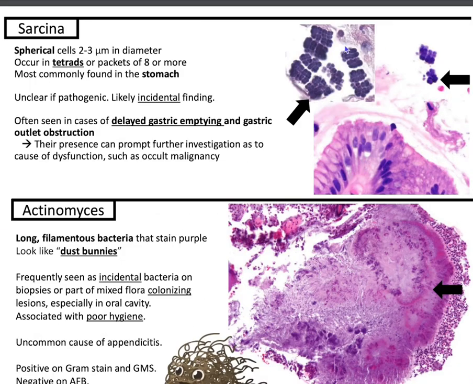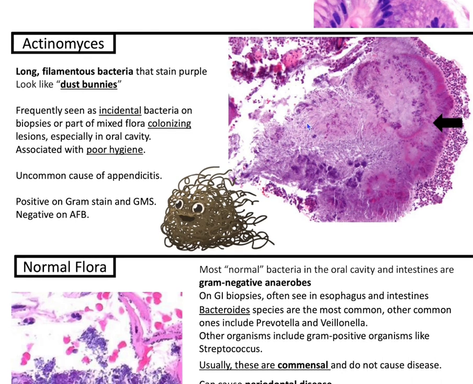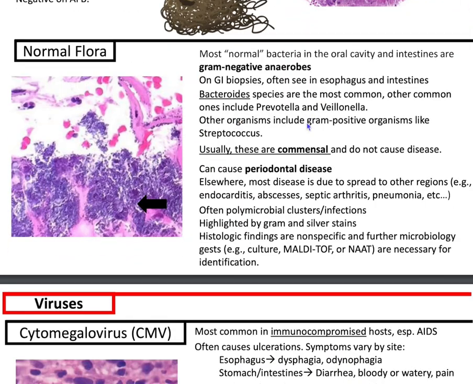Sarcina, it's often incidental but associated with gastric outlet obstruction. Your tetrads or packets of 8 spherical gram-positive cocci. Actinomyces, long filamentous bacteria, often incidental, positive on Gram and GMS stains, negative on AFB, normal flora.